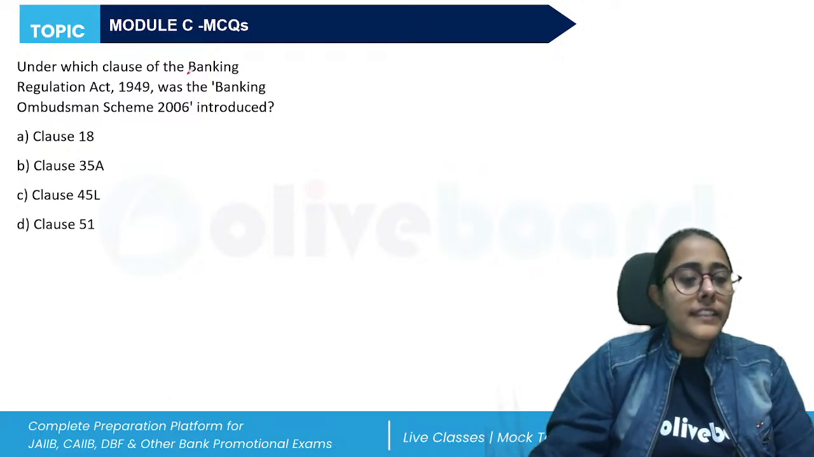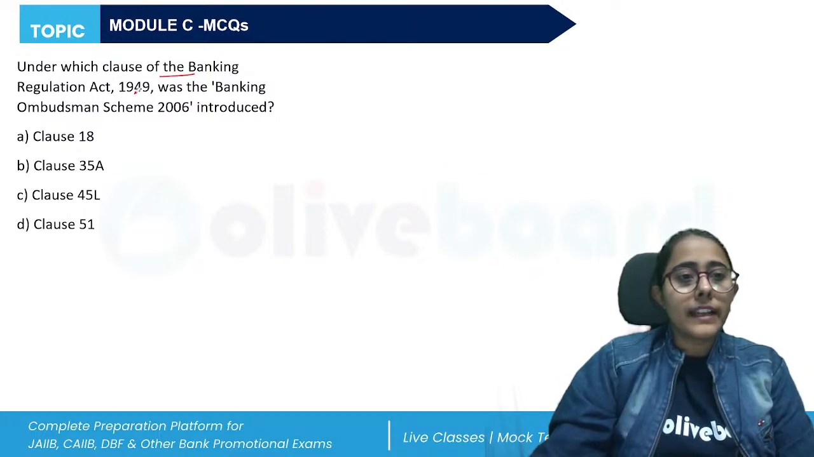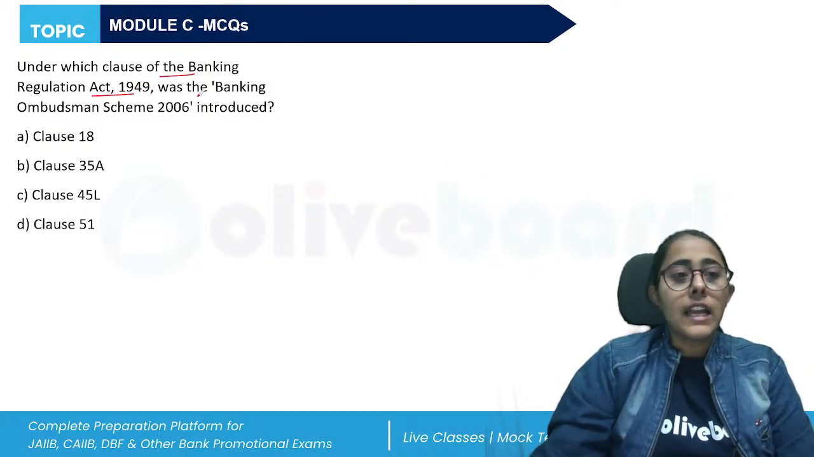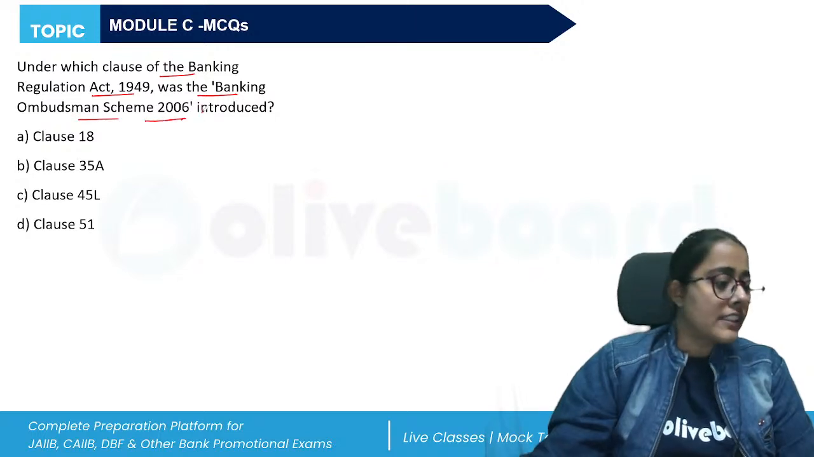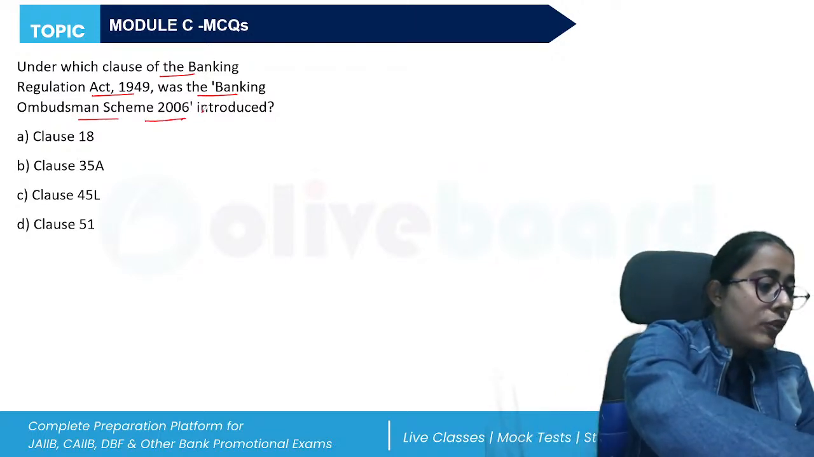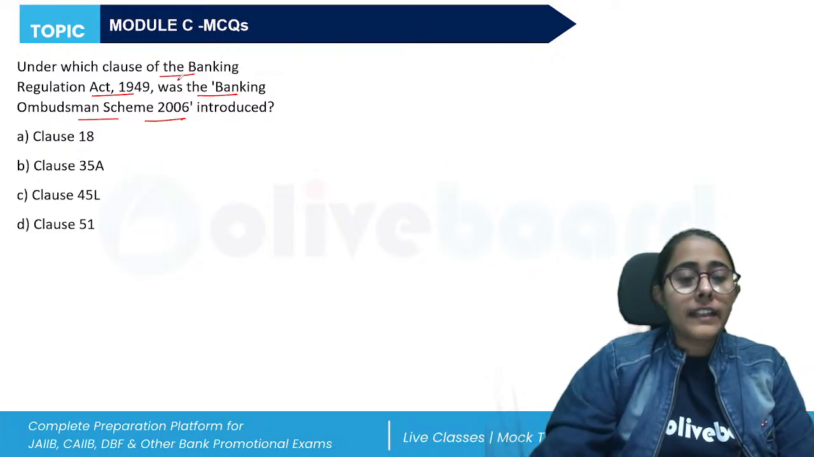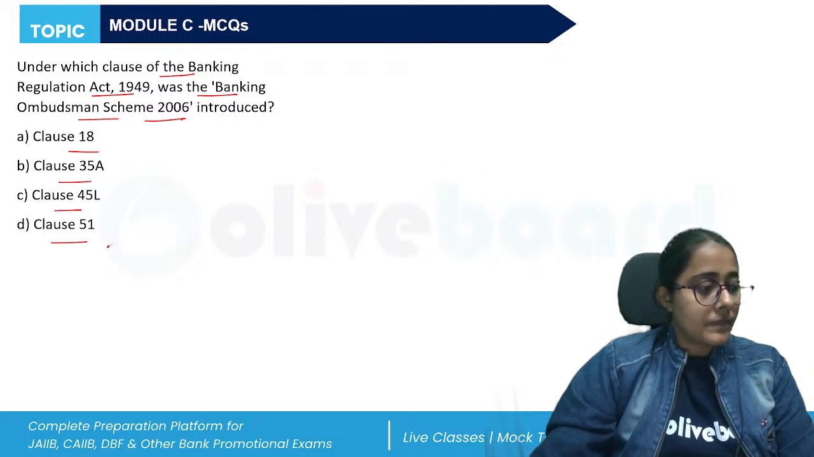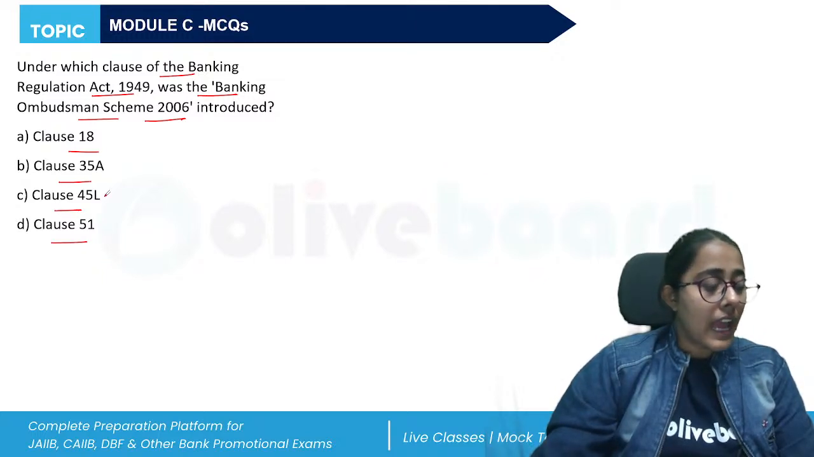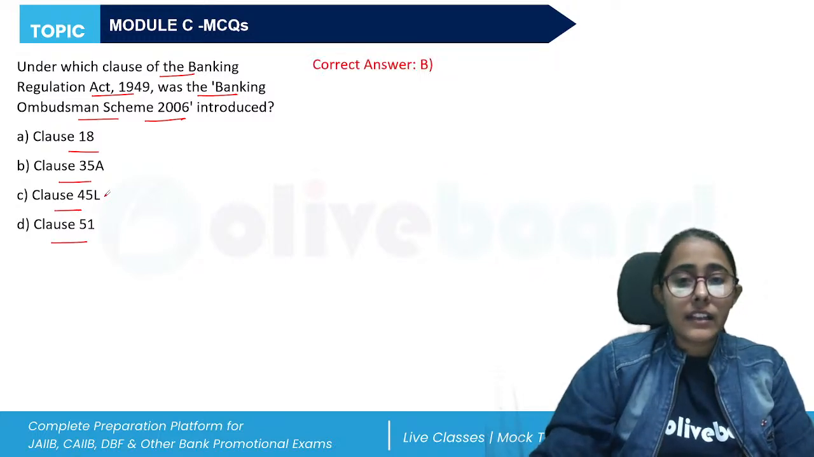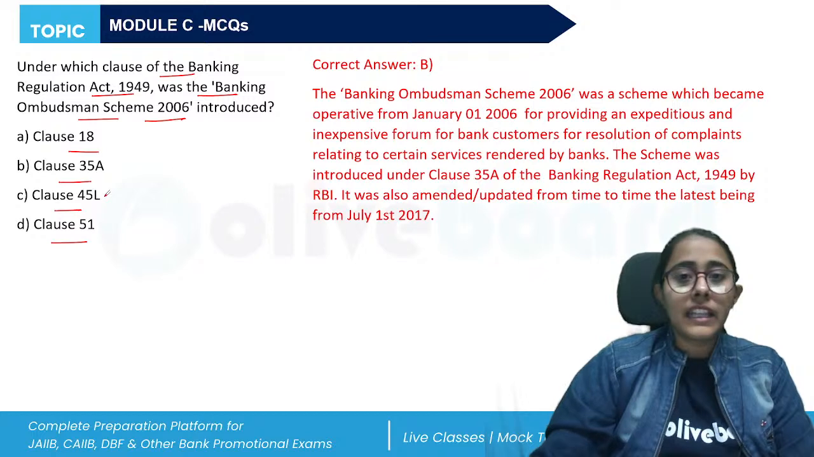So the question one says, under which clause of the Banking Regulation Act 1949 was the Banking Ombudsman Scheme 2006 introduced? The most basic question that can be asked, under which clause of the Banking Regulation Act the Banking Ombudsman Scheme was introduced? Under clause 18, clause 35A, clause 45L or clause 51? I hope this is a very basic question and you would have already answered it correctly. The correct answer is option B, that is clause 35A.